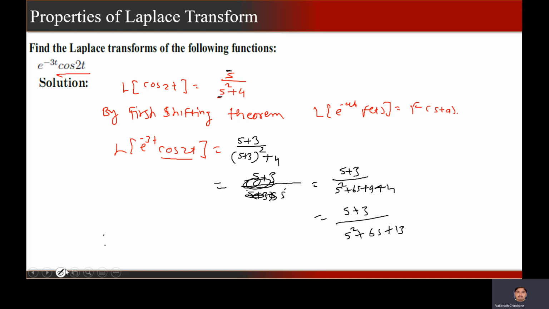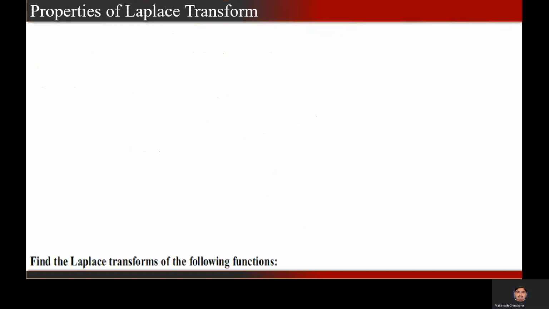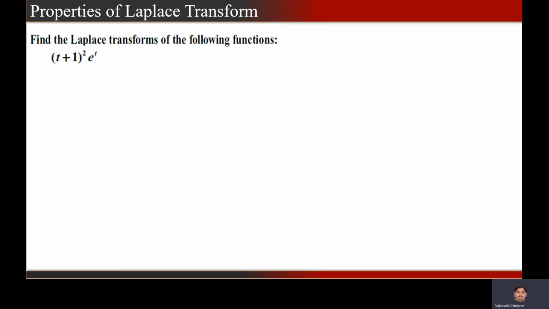Okay, now next example, find the Laplace transform of t plus 1 whole bracket square e raised to t. Solution is, first of all, decide f of t. F of t is what? T plus 1 whole bracket square. So taking Laplace of t plus 1 whole bracket square.